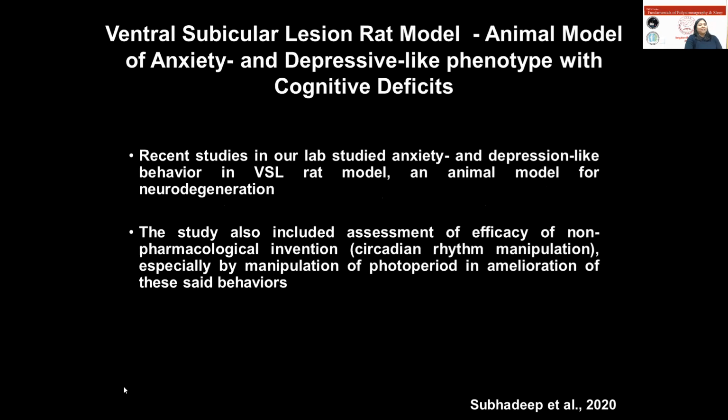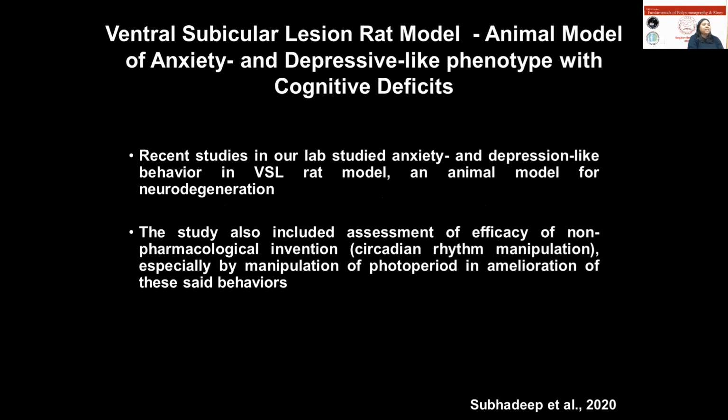So with the model which shows neurodegeneration, which resembles AD, in recent studies we further moved on to look into anxiety and depression-like behavior, to see how ventral subiculum lesion in rats affects this behavior. So in recent studies with the VSL model, we have seen anxiety and depression-like behavior.